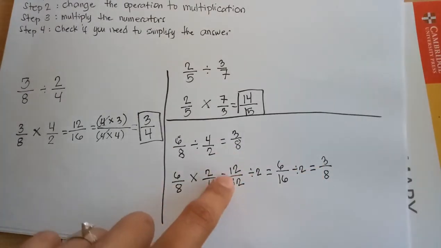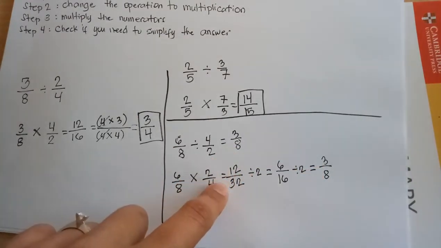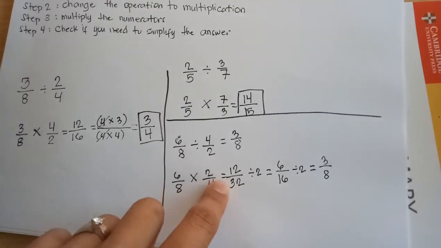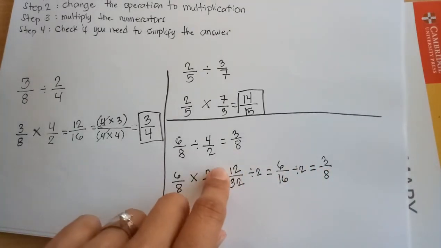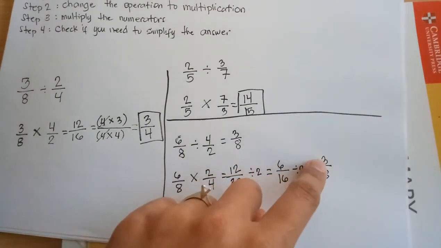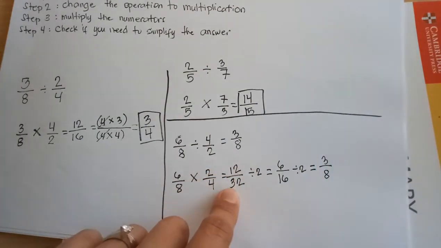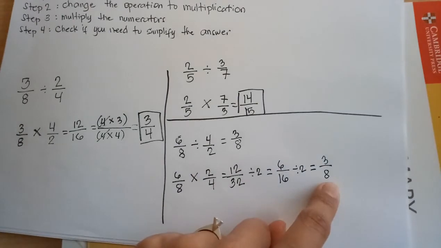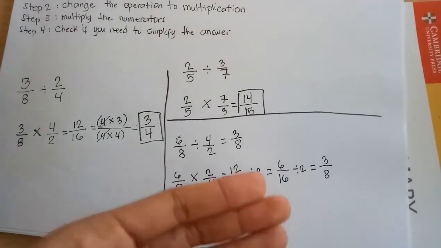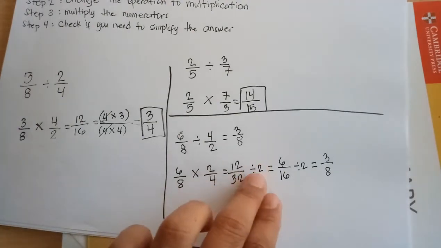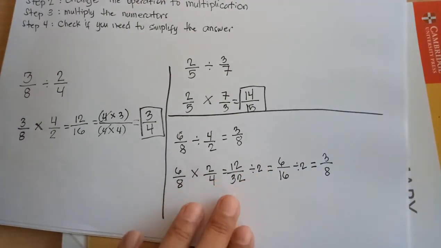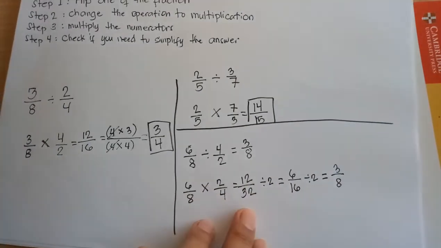But of course, from 12/32, you can start dividing it with 4 and you will get the same answer because 12 divided by 4, you'll get 3. 32 divided by 4, you'll still get 8. Okay, always check your answer if you need to simplify it. Again, you can start small, but always check if you still have to simplify it or not.